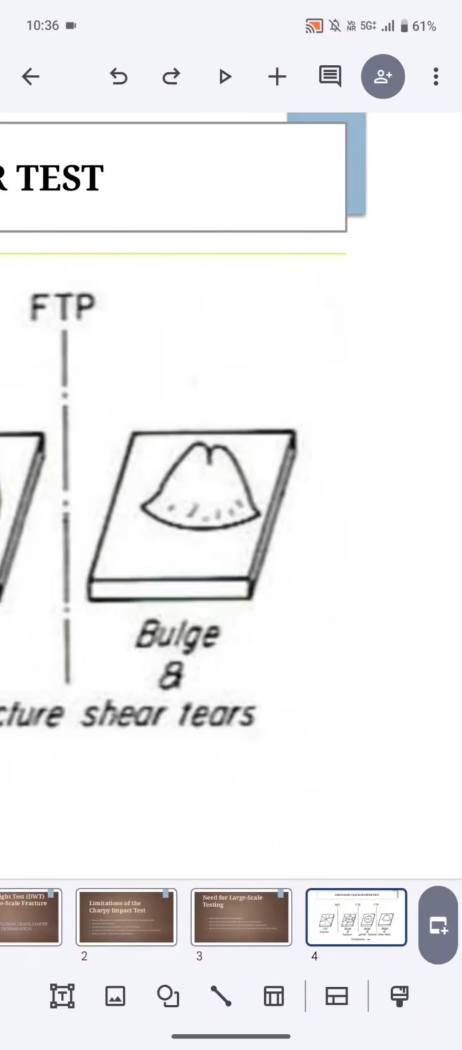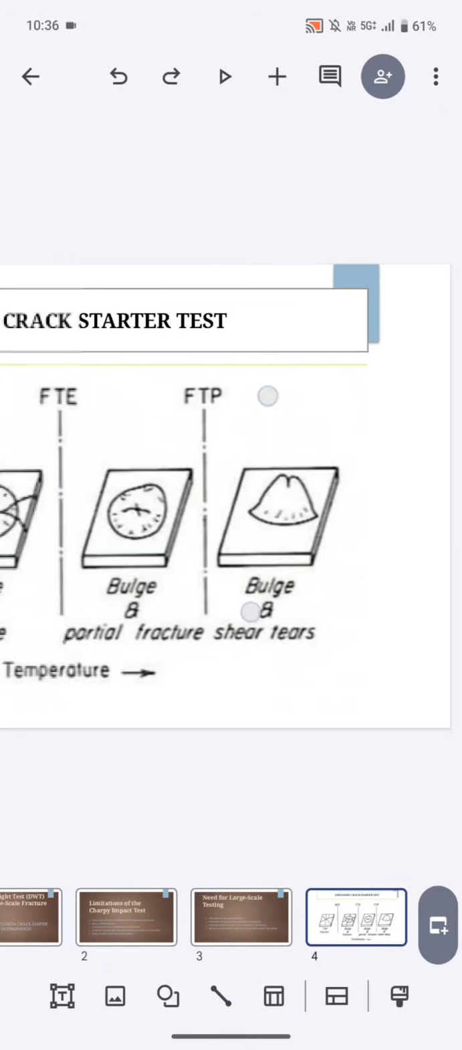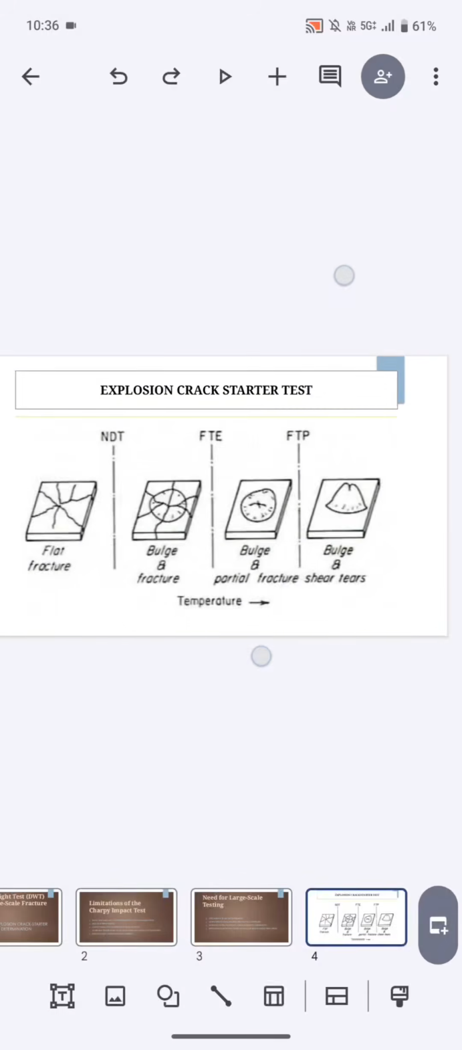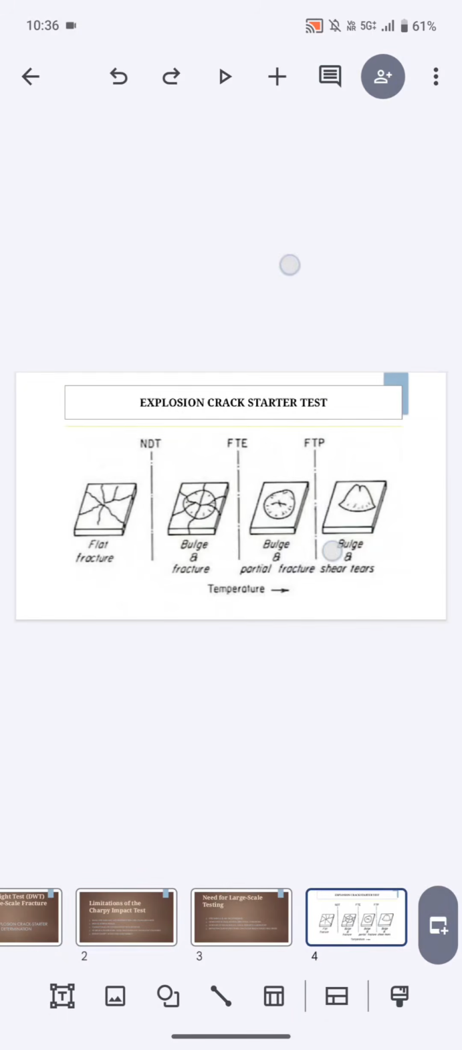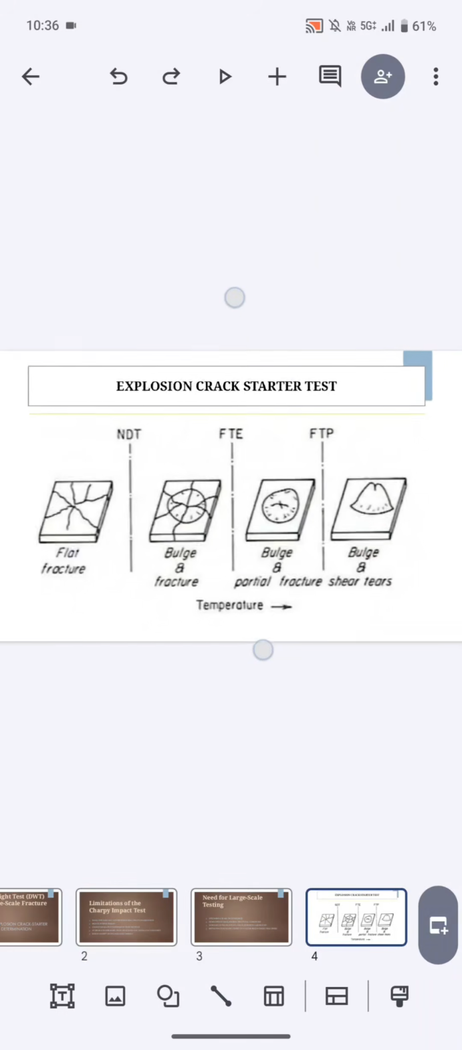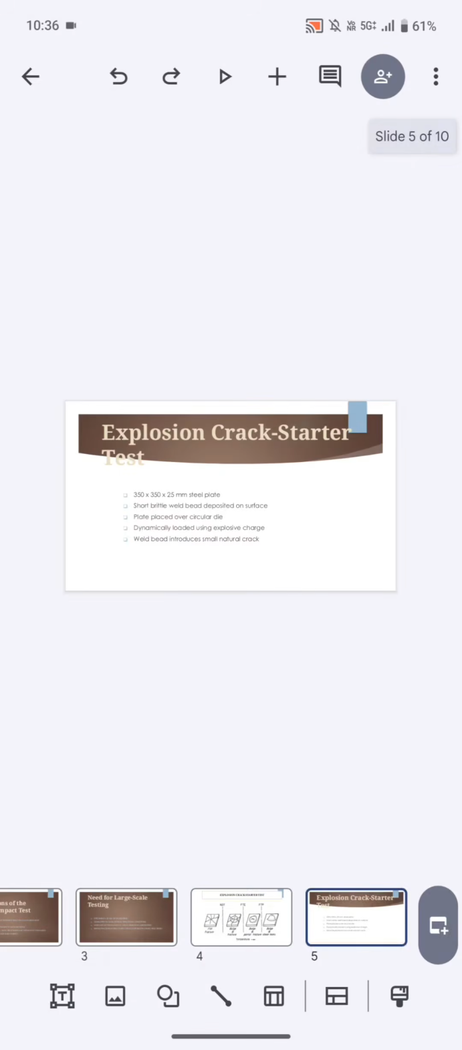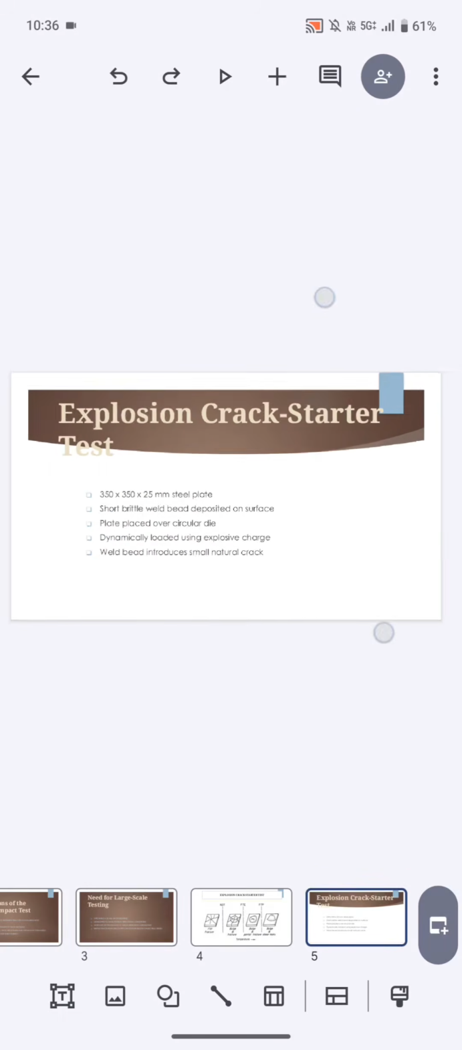Third one is bulge and shear stress. Now the fracture is placed inside the part. It is dependent on temperature. This is called the explosion crack starter test. Next, we move on to the explosion crack starter test.